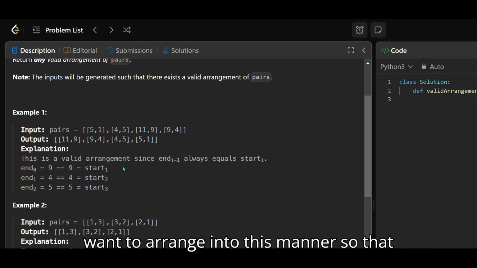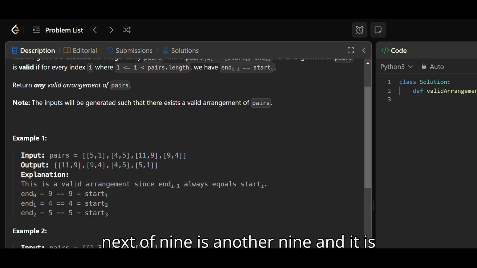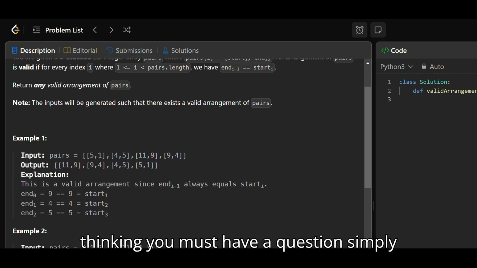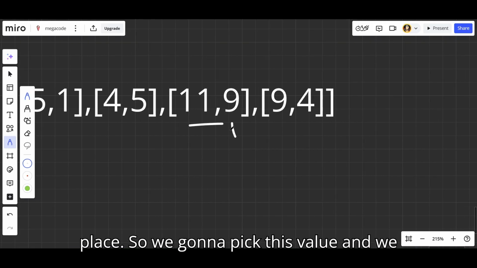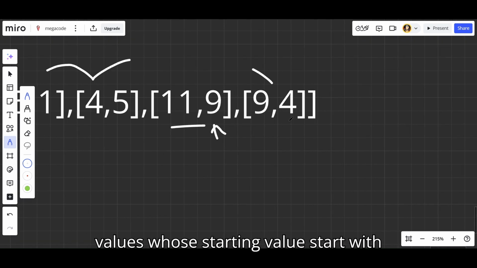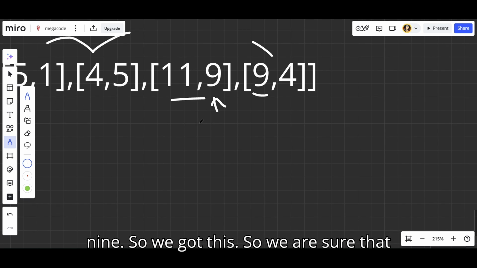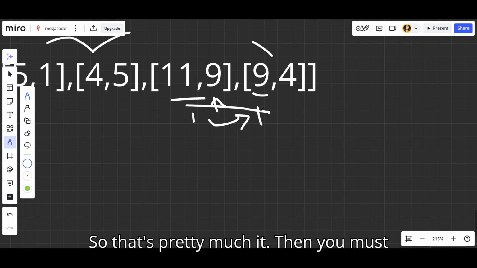We want to arrange it in such a manner that once we start at 11, we are sure that the next of 9 is another 9 and it is connected like this. So let's say we pick this value and compare it among all of these three values whose starting values start with 9. So we got this. We are sure that this one is the first position, and then the next of it, if it is I, is I plus 1.